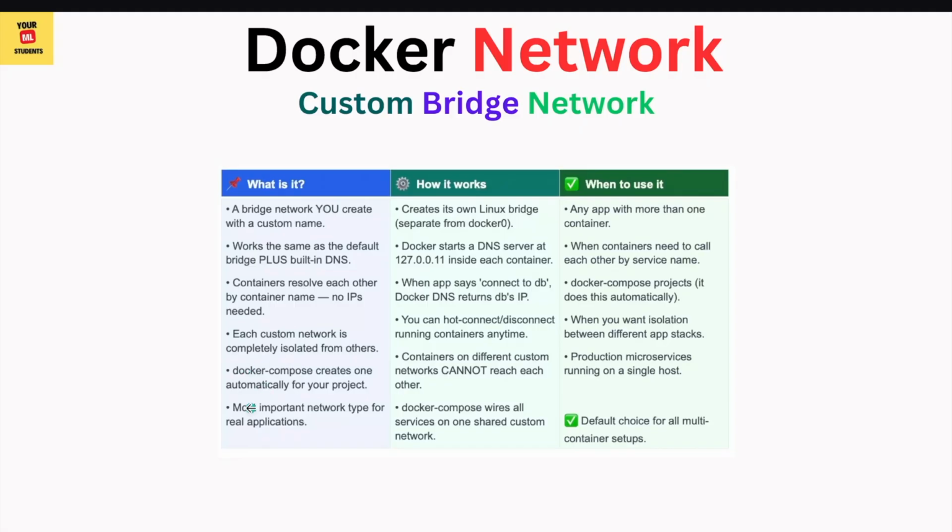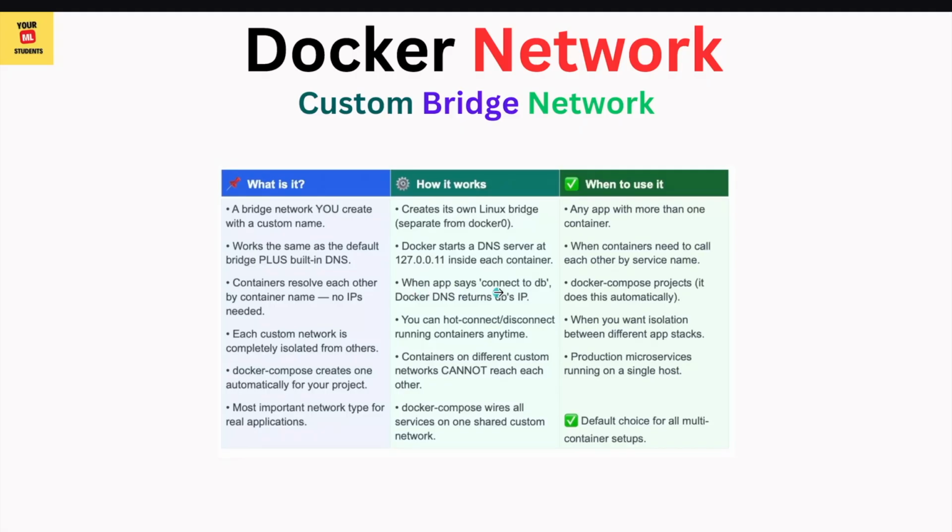Okay, now the most important network type for real applications. Custom bridge network is the most important network that you need to know while building anything related to Docker. Now how does it work? It creates its own Linux bridge separate from docker0. Docker starts a DNS server at this port inside each container.